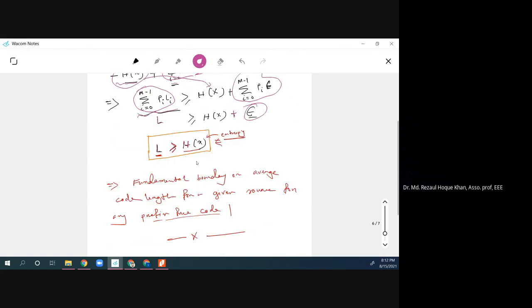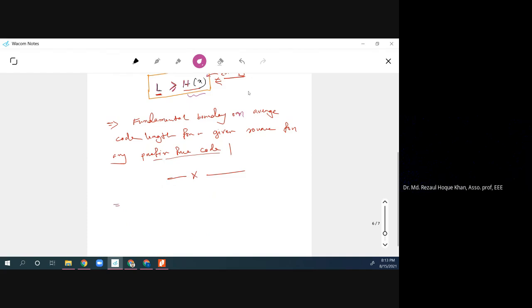The fundamental boundary on average code length for a given source, for any prefix-free code, is the fundamental limit. From here we find the fundamental limit of this code. We can also say this entropy is the lowest boundary for this average code length. This entropy H(X) is the lowest boundary for the average code length.